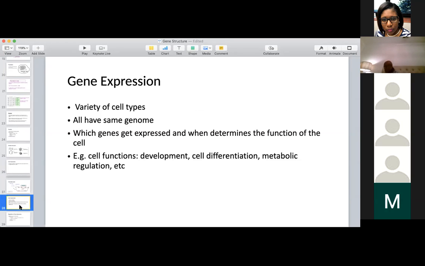So the concept we're making here is that gene expression, the expression of any particular gene, matters because genes encode proteins. There are a variety of different cell types in our bodies. They all have the same genome, but which genes get expressed, and when, determines the function of that cell. So gene expression influences development, cell differentiation, and metabolic regulation. All of these factors are dependent upon gene expression.